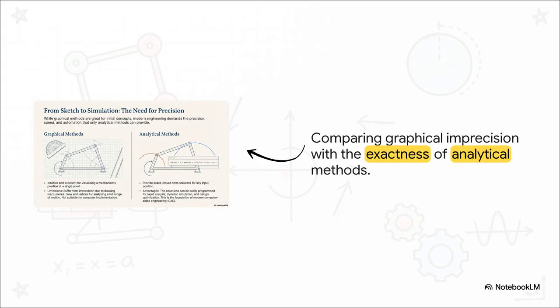That's where the analytical approach on the right comes in. It gives us exact, totally bulletproof equations for any possible position. This is the language computers get, and it's what makes all the powerful simulations we rely on in modern engineering possible. This is exactly why we need the math.